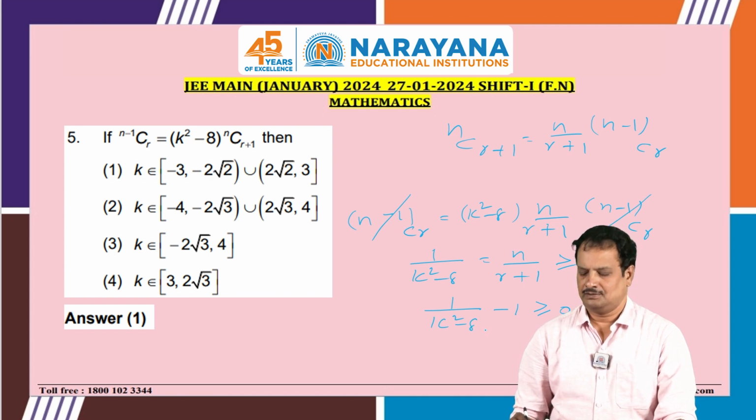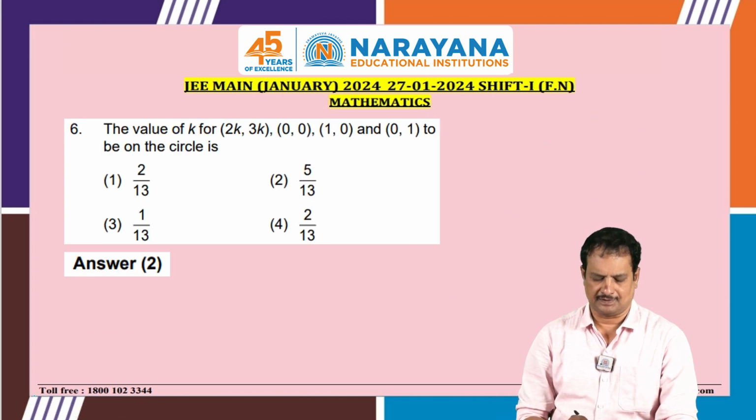Okay, so when you simplify this one by using the wavy curve method, we'll be getting the values of k there, which is of course the first one. So we are basically using the formula NCR plus 1 equal to n by r plus 1 into n minus 1 CR, and after that simply we know that n by r plus 1 is greater than or equal to 1 here. Okay, so that is the procedure of solving this problem. Now let's go for the next question.